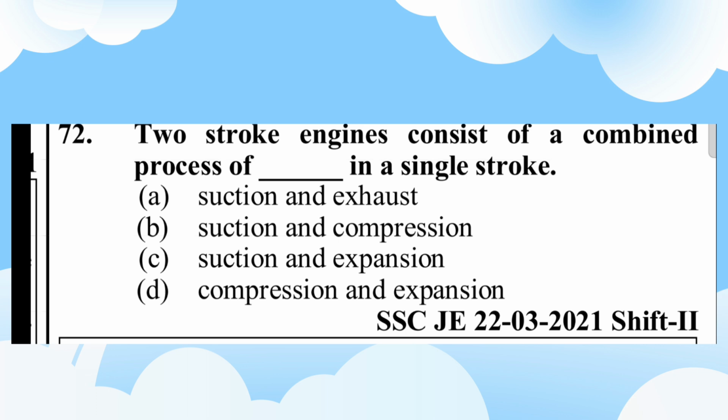Question number 72. Two-stroke engine consists of a combined process of dash in a single stroke. A. Suction and exhaust, B. Suction and compression, C. Suction and expansion, D. Compression and expansion. The suction and compression, and then compression and then power and the exhaust.